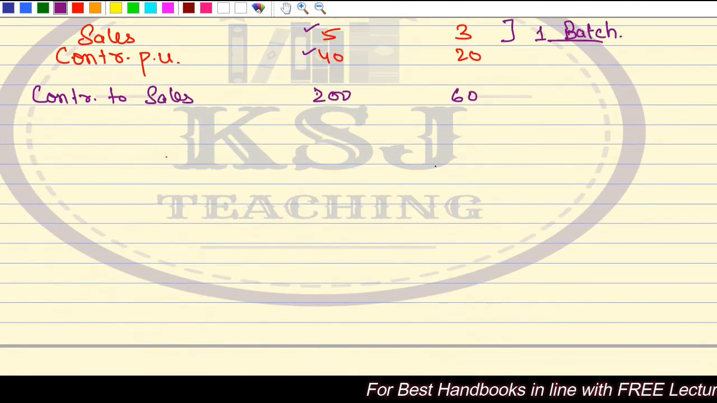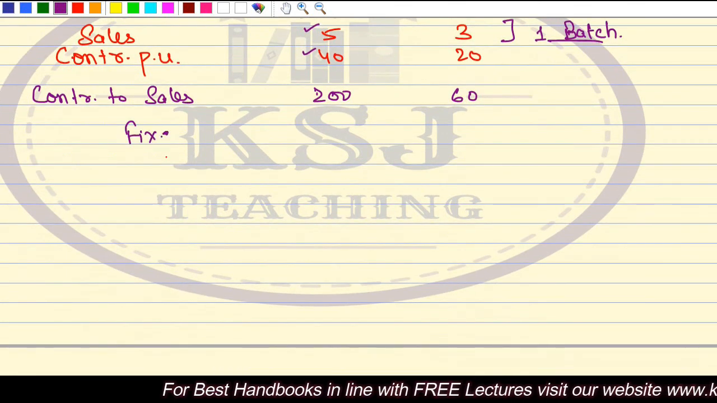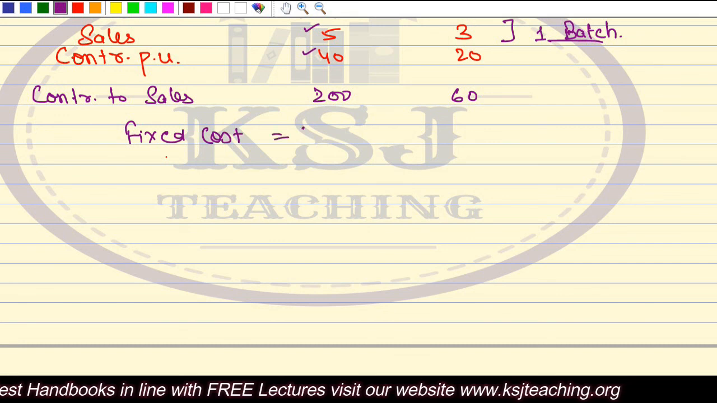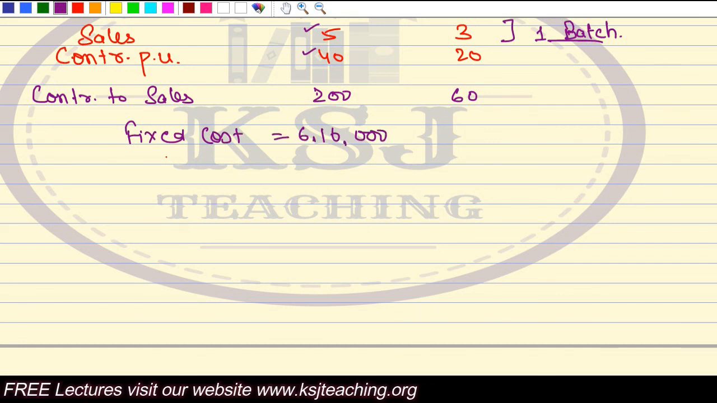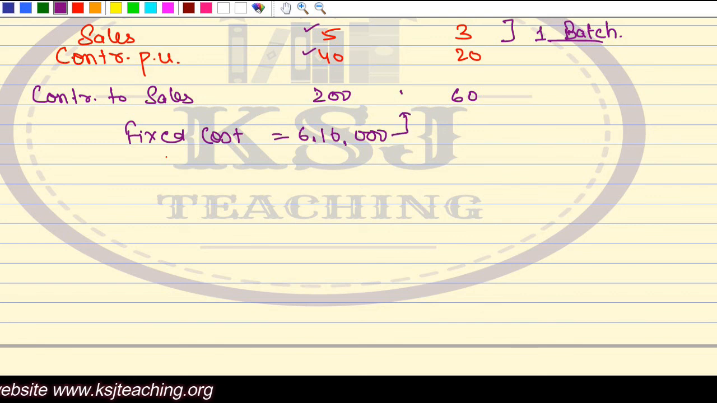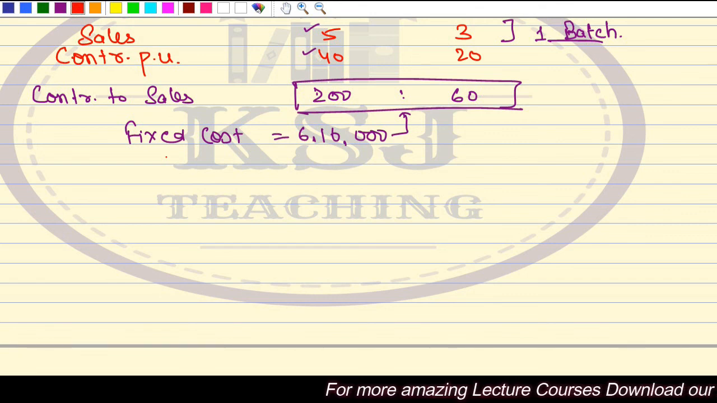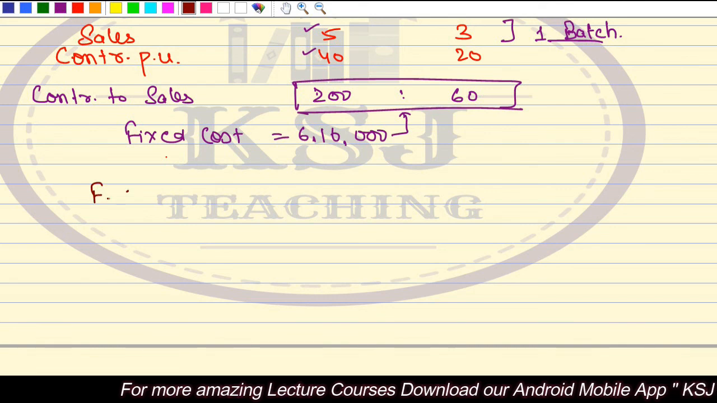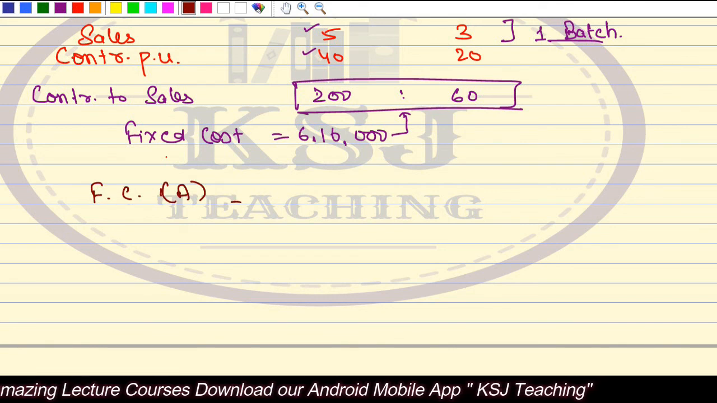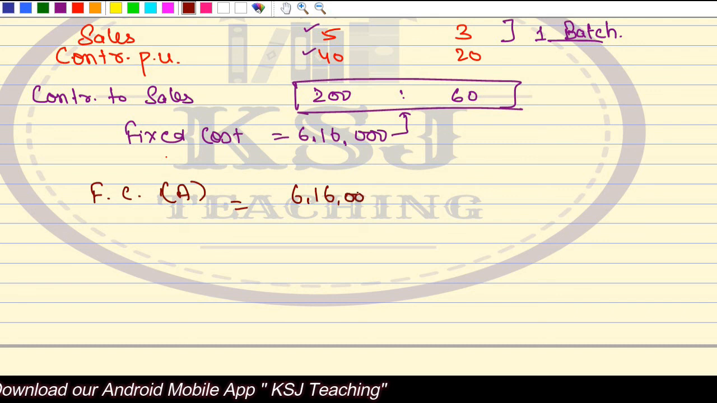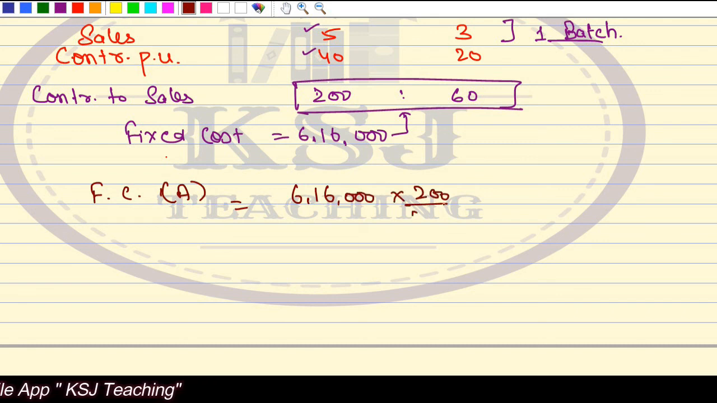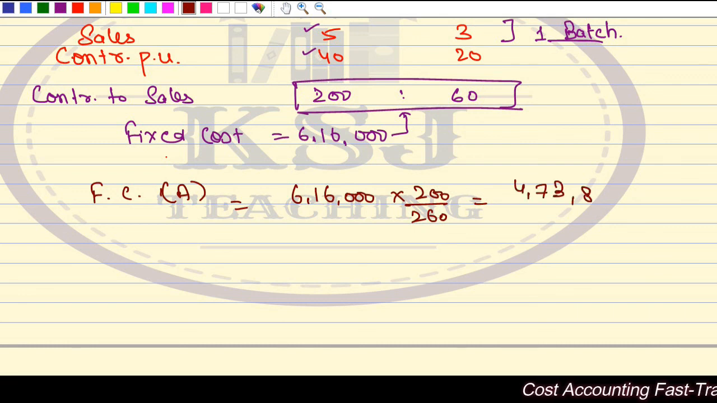Fixed cost is given as 6,16,000. Divide this fixed cost in the ratio 200:60 first. In that case, what will happen, sir? Your fixed cost for product A will be 6,16,000 multiplied by 200 divided by 260. That comes out to 4,73,846. These are all rounded off figures.